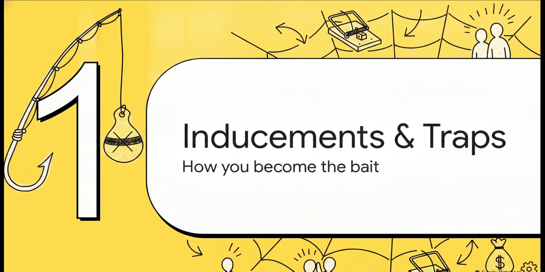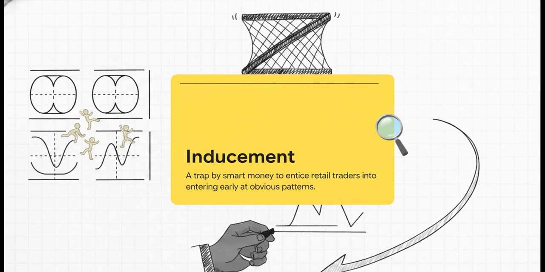Section 1. Inducements and Retail Traps. How you become the bait. To understand how you inadvertently become the bait, we first have to understand the concept of an inducement. An inducement is essentially a trap.